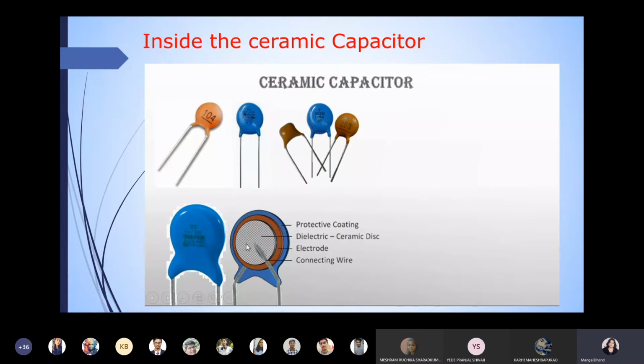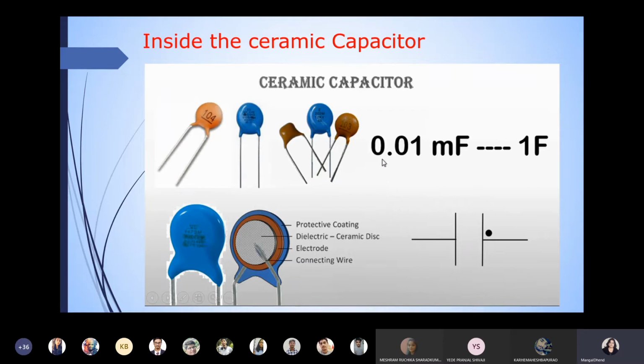The ceramic disc is storing the charges. This is the symbol of the ceramic capacitor. You look here, the small disc, the small dot is represent the ceramic capacitor. The range of ceramic capacitor is from 0 to 0.01 microfarad to 1 farad.